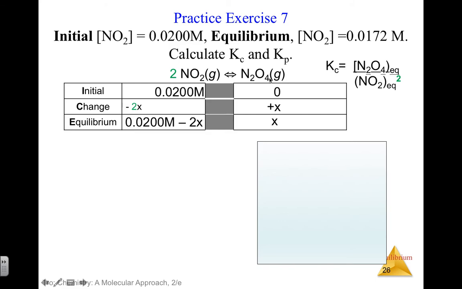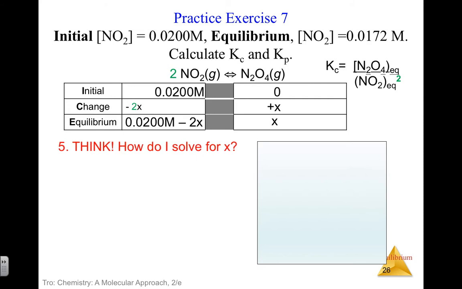Write your reaction and your K expression and your ICE box. Plug in your initial values for the change, minus for the reactants, plus for the products. Carry down the coefficients. E equals I plus C. Now, what's the next and most important step? Think, how do I solve for x?